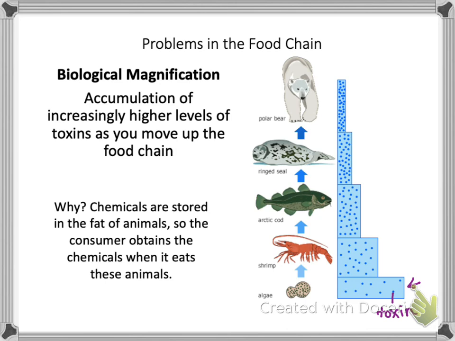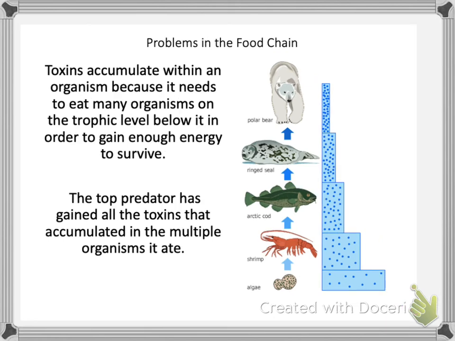Now, in this case, the cod is going to have to eat multiple shrimp to gain enough energy to survive. So it's gaining all of the toxins stored in that shrimp's body. And so we're seeing more and more accumulation of toxins, until we get to the top of the food chain, the polar bear, which is essentially accumulating all of the stored toxins from the trophic levels below it, because of this need to eat in order to gain enough energy to survive. Okay, so we're seeing that accumulation. The top predator has gained all the toxins that have accumulated in the multiple organisms it ate.